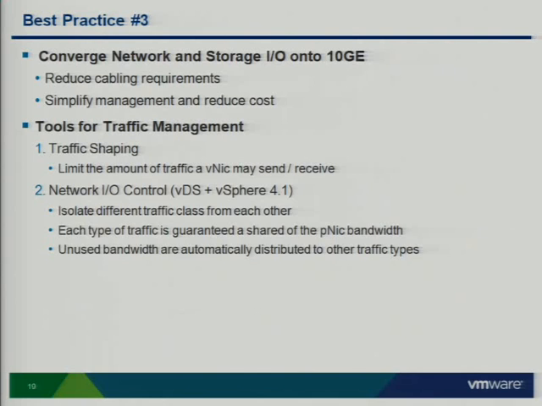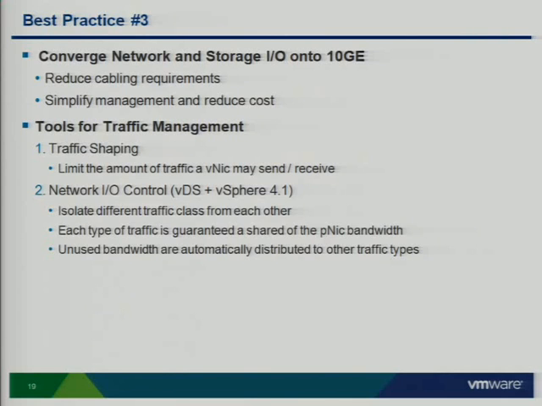So by using 10 gig E, you basically remove all your storage adapters, and you come down to a pair of 10 gig Ethernet switches. And there are two things that you can use to manage your traffic. One is called traffic shaping. This can be used to limit the amount of traffic a VNIC can send or receive. The other one, which is a little more interesting, is the network I/O control.